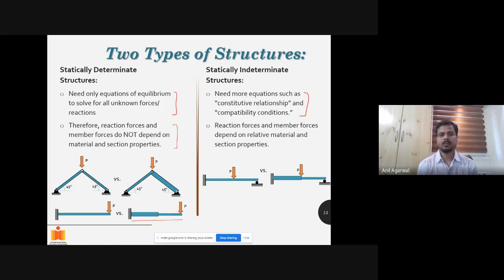What will be the bending moment diagram of this beam? Exactly the same. This will be PL, or minus PL if you want to call hogging a negative moment. This will also be PL. It won't depend on what kind of cross sections you are using here. Here the cross section is uniform, it is varying here, but the bending moment diagram does not change. In this particular system, that is not true. So this is an indeterminate system.